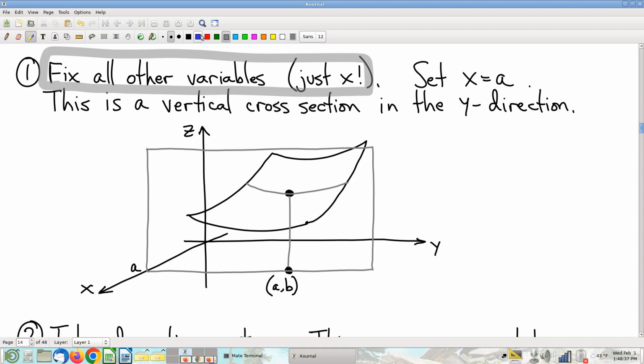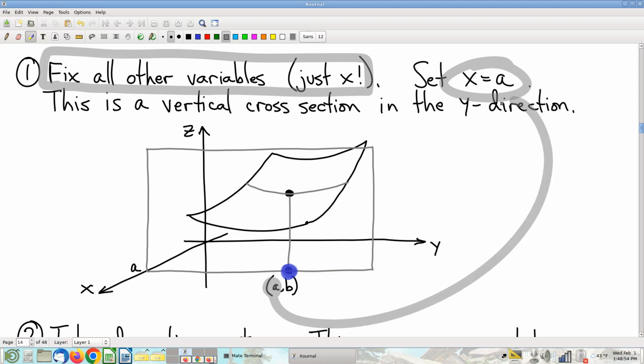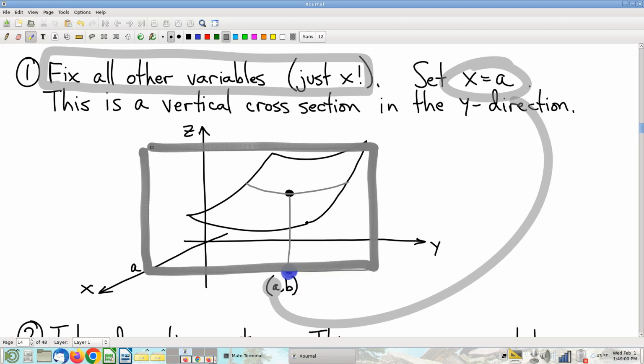Now keep in mind, we are looking at what happens at the point a comma b. So when we say we're going to fix x, we're going to fix x at the value that it's at. We are looking at a point where x is a. So we're going to fix x equal to a, and that gives us a plane that looks about like that, corresponding to where x is equal to that value a. All right, how are we doing? Is everybody on board?